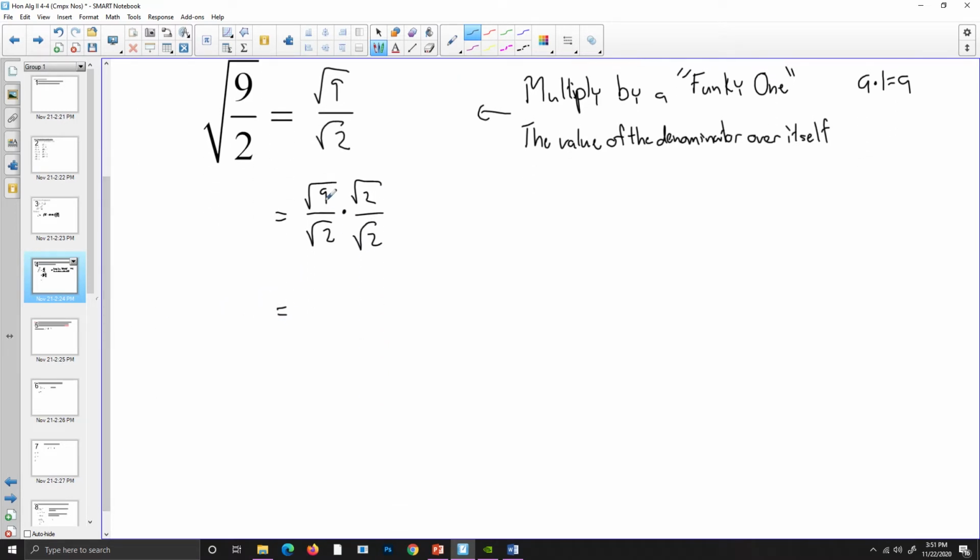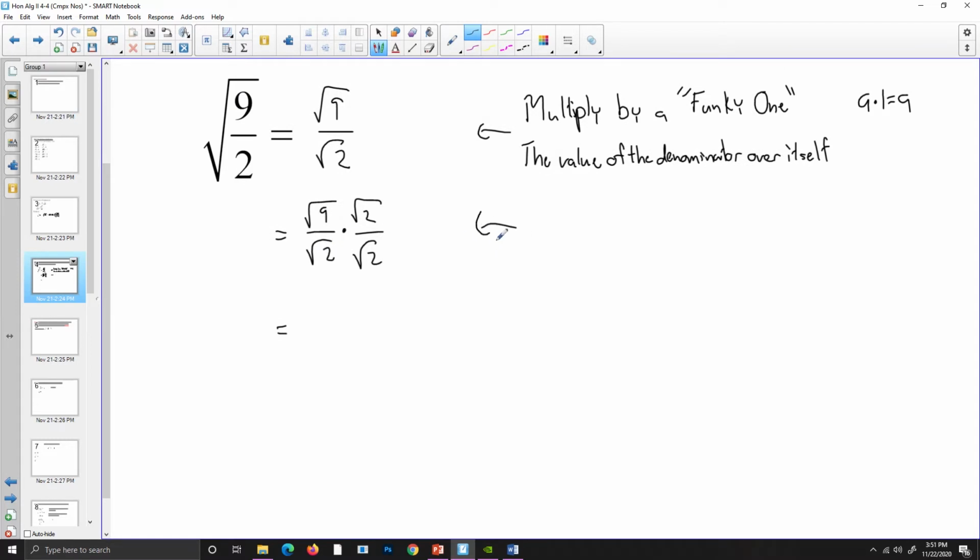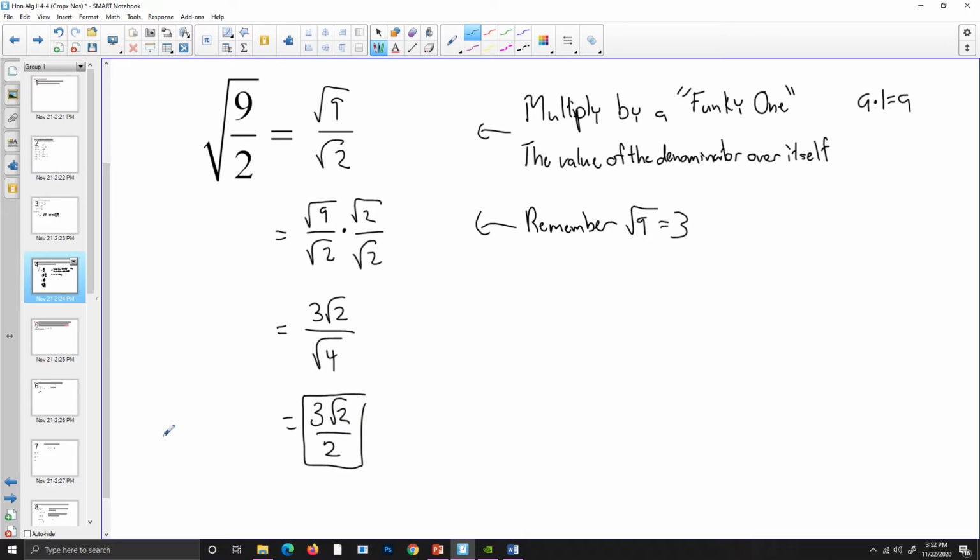Now I'm going to simplify a little bit here first. Remember, the square root of 9 is equal to 3. So on the top, I will have 3 square root of 2. And the square root of 2 times the square root of 2 is the square root of 4. And we can take the square root of 4. That's just 2. So 3 square root of 2 all over 2 is going to be my final answer.